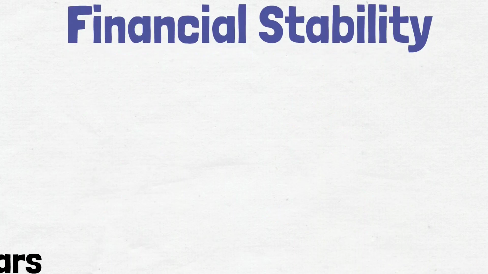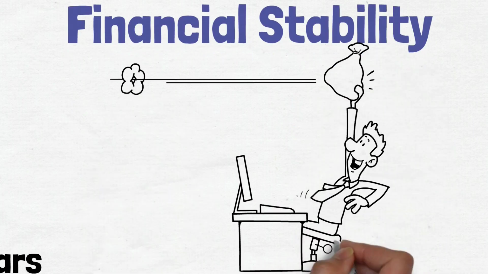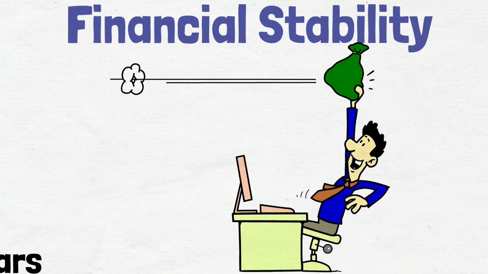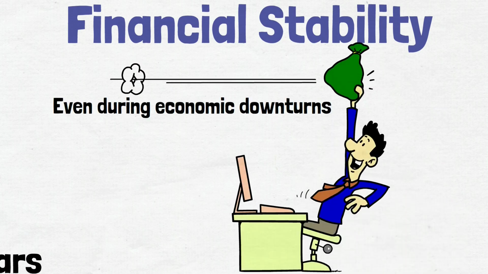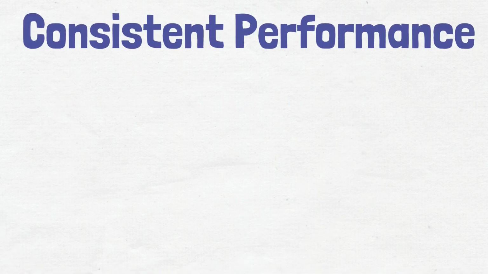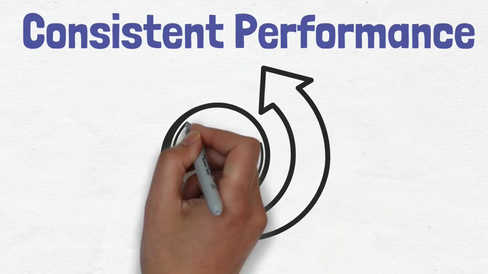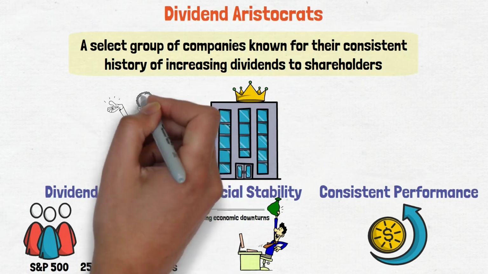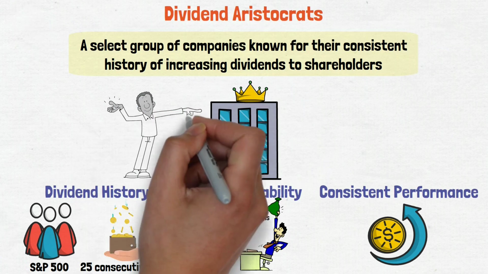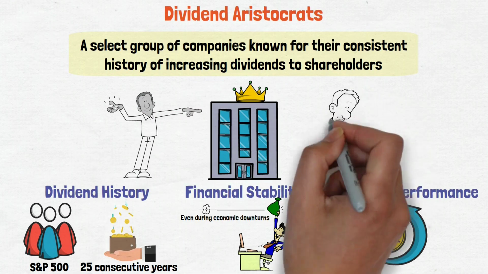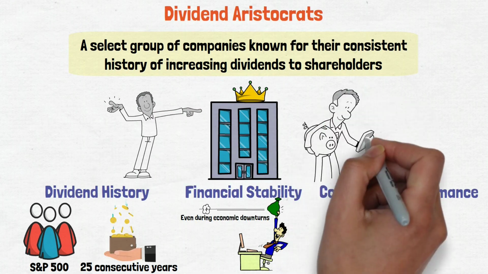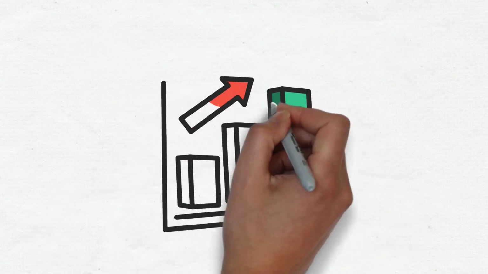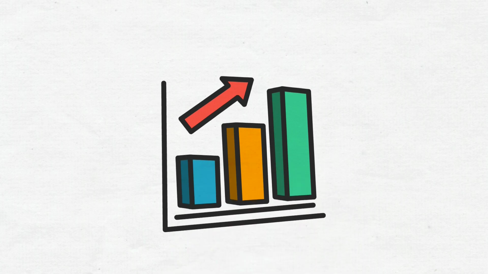Financial stability. Dividend Aristocrats are generally companies that exhibit financial strength, stability, and the ability to sustain their dividend payments, even during economic downturns. Consistent performance. These companies often have a track record of steady business performance and growth over the long term. Dividend Aristocrats are often considered appealing to income-oriented investors and those seeking to build a portfolio focused on stable income generation. Their consistent dividend growth can provide a reliable stream of income and potentially outpace inflation over time.